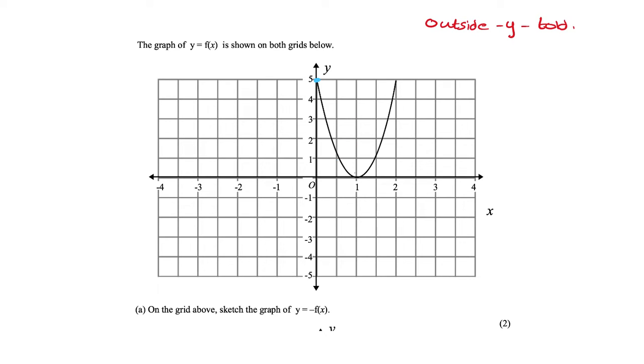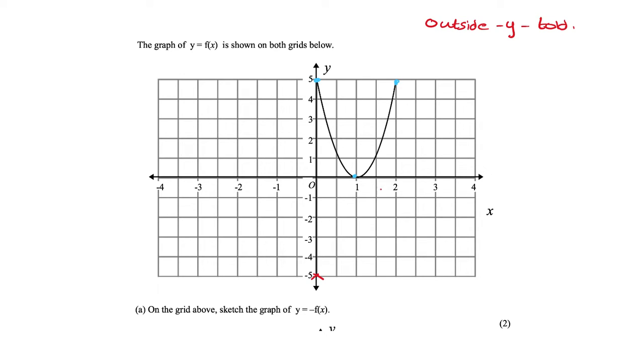0, and we have another 5. We're going to multiply all of these values by negative 1. Okay, and the x values don't change. Okay, so 5 multiplied by negative 1 is negative 5, and remember the x value doesn't change, so it's going to be 0, negative 5. So our first point is going to be over here.